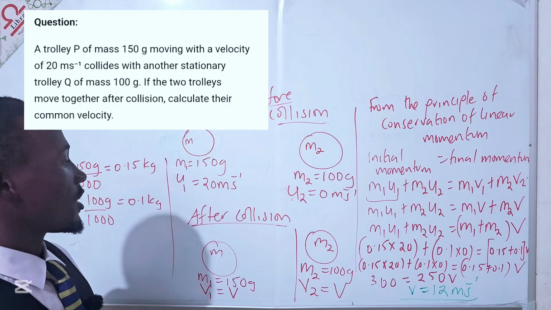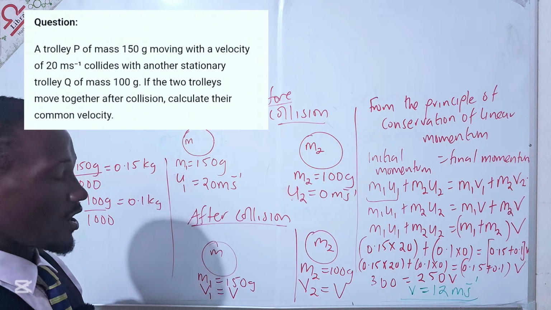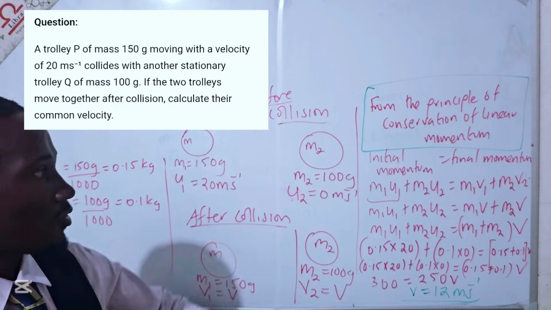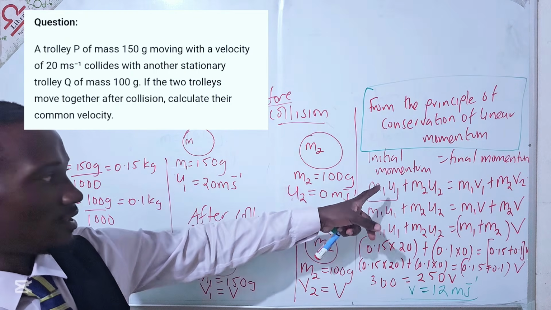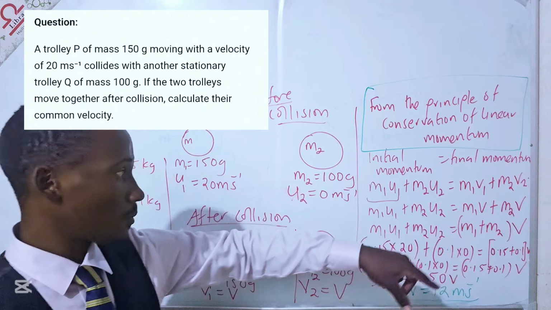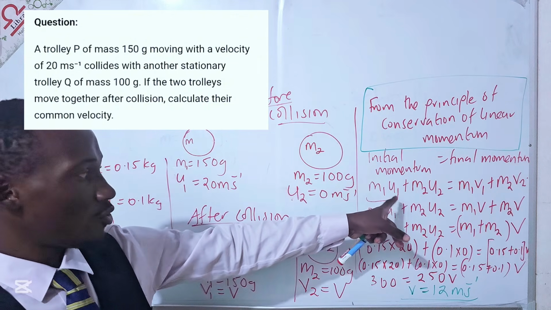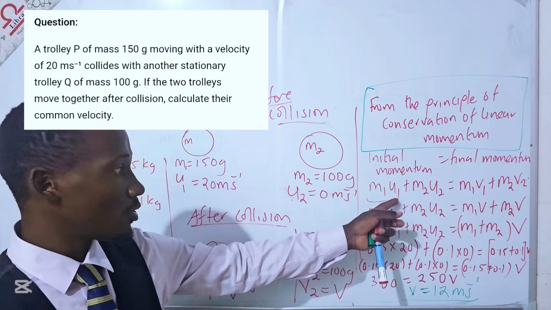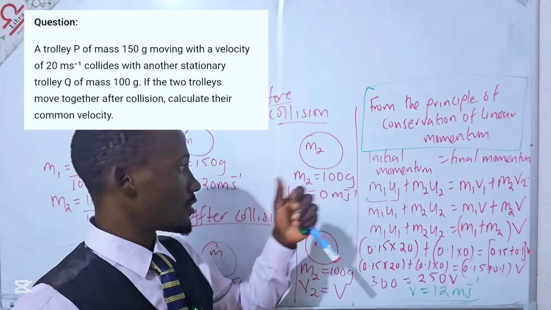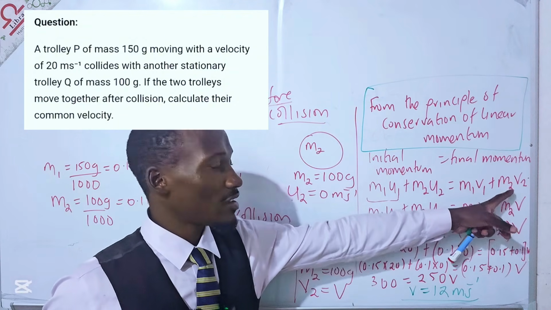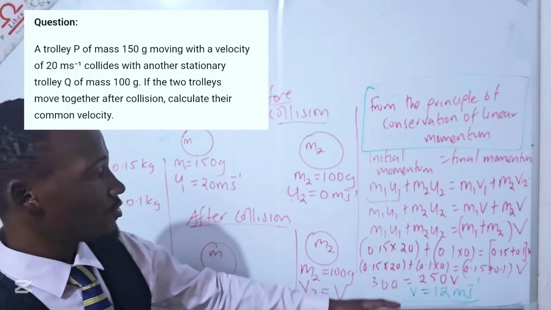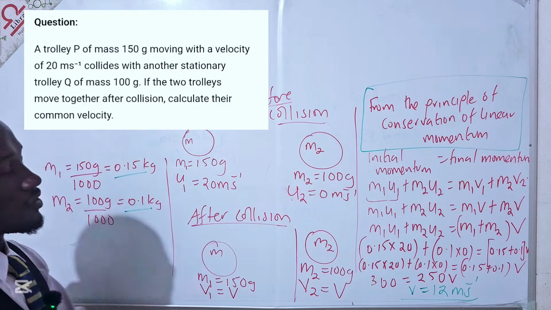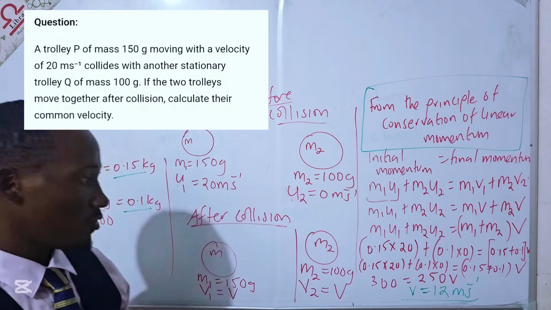A brief review of what we have done: we have formulated the sketch, then we have used the principle of conservation of momentum. From the principle of conservation of linear momentum, it tells us that the initial momentum is equal to the final momentum. So m1 u1 plus m2 u2, that is the total initial momentum. This is the initial momentum of body 1 plus the initial momentum of body 2. It is equal to m1 v1 plus m2 v2. We converted the masses into kilograms, substituted them in the equation, and we got our V as 12 meters per second.